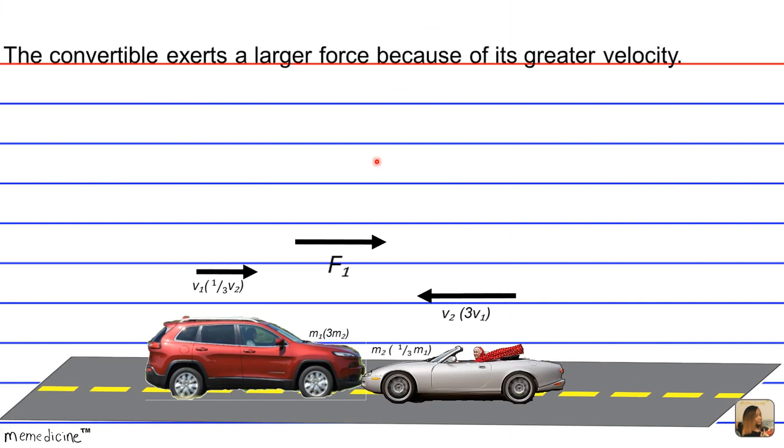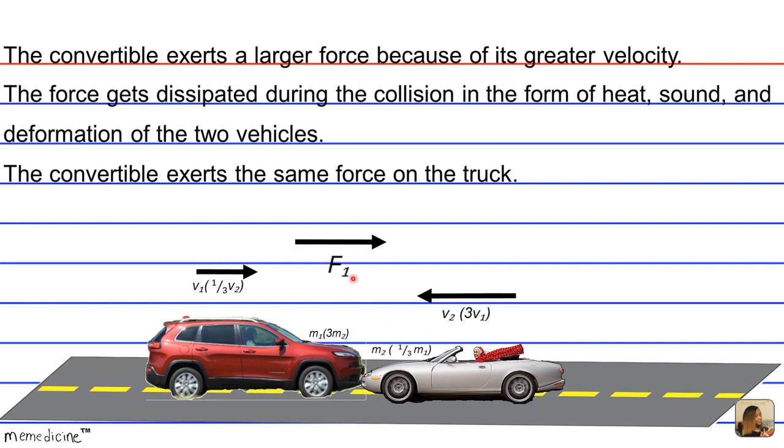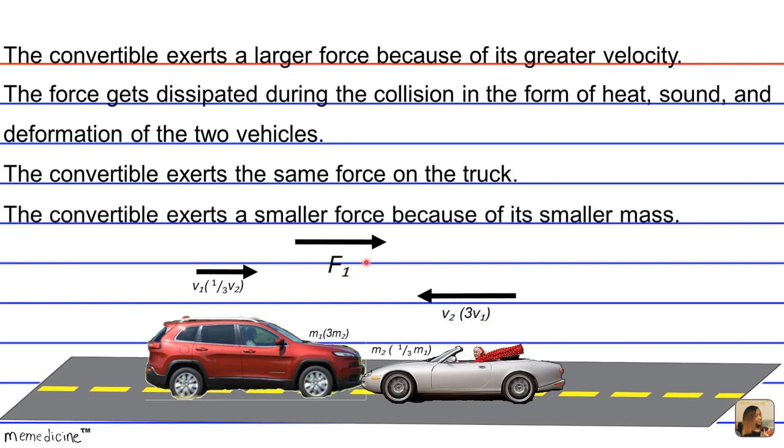Is it A, the convertible exerts a larger force because of its greater velocity? Is it B, the force gets dissipated during the collision in the form of heat, sound, and deformation of the two vehicles? Is it answer choice C, the convertible exerts the same force as on the truck? Or is it D, the convertible exerts a smaller force because of its smaller mass? I'll give you a moment to think.